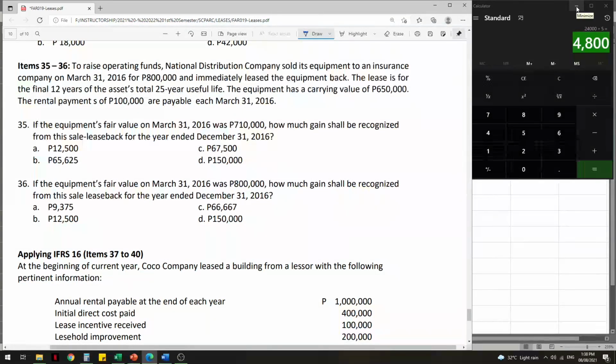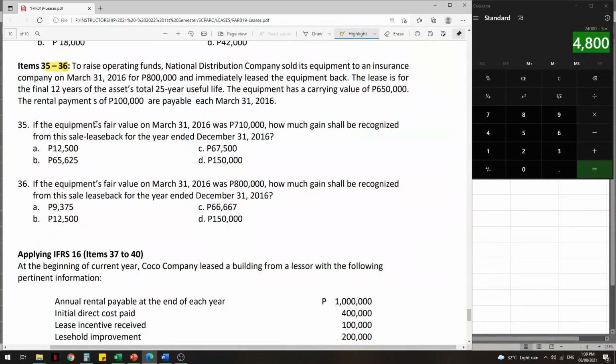So, here we have our final problem, guys, number 35 and 36. Spoiler alert, I'll spoil it for you. This one is also oriented on an operating lease type. Unfortunately, the finance lease problem is not in our handout, but I hope I already shared enough about finance lease a while ago.